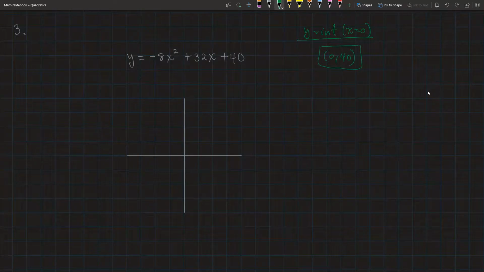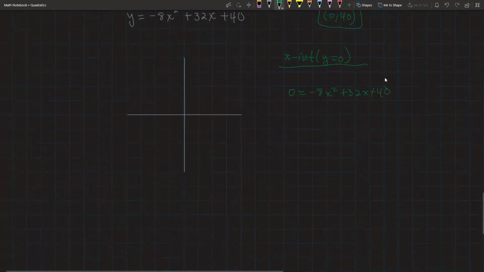All right, so next thing I would probably try and do is, this is the hardest part, but it's worth doing it because I think it's the most important part of this problem. It's finding the x-intercepts, and that's when y equals 0. So we're gonna have to do a lot of factoring here, and that's why we spend so many videos and so much time in factoring techniques. So we have that 0 equals negative 8x squared plus 32x plus 40. And our thinking when we see equations like this, we always ask ourselves, is there a greatest common factor? Is there something they all share in common?